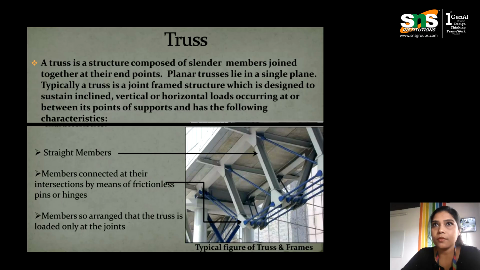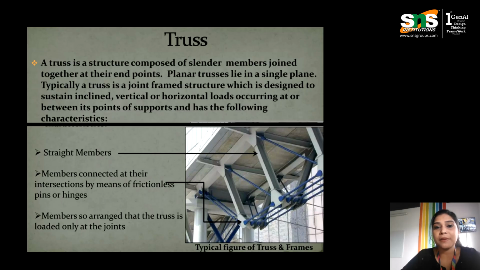Everybody will have heard about trusses, and most probably houses that use asbestos sheets have some kind of very small truss work in the home itself. So a truss is a structural component made of slender members. Slender means having a small cross-sectional dimension. These slender members are joined together at either of their endpoints.